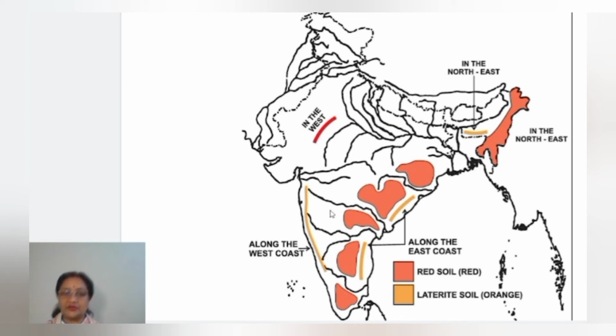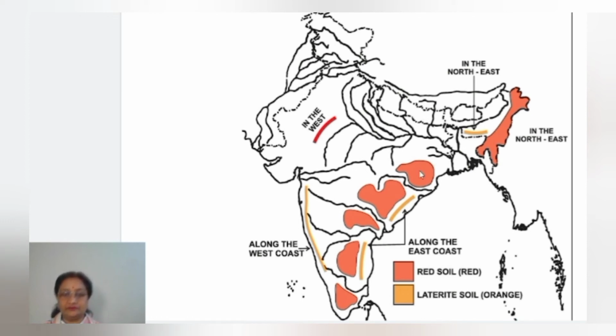This entire major part of the Indian peninsula is covered by the red soil region. And as we move towards the northeastern region, you will find this entire part has red soil. These are formed by the old crystalline metamorphic rocks. They are reddish in color because of the high content of iron oxide.